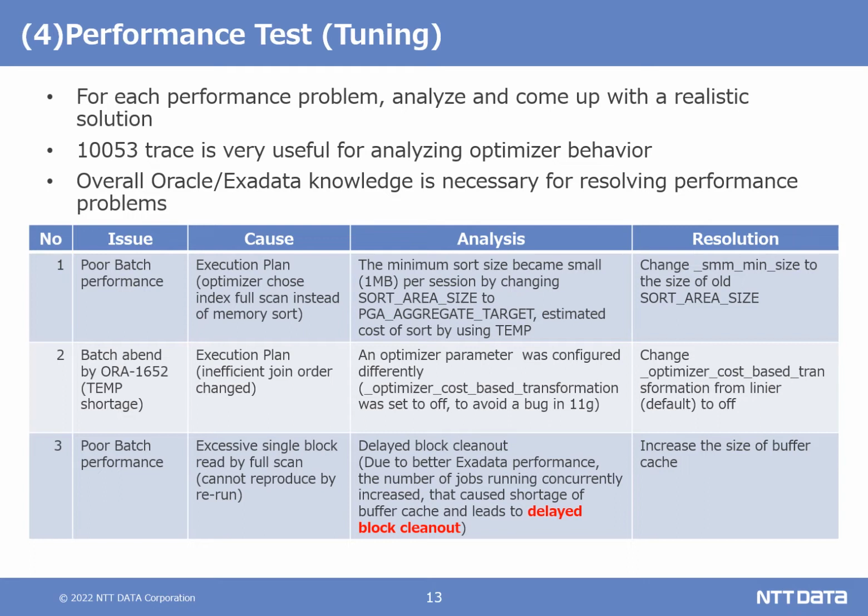Another thing is that overall Oracle and Exadata knowledge was necessary for resolving such performance issues. For example, concerning the third issue, where we experienced a very slow full scan of a nightly DWH batch application, it would be difficult to understand the root cause if you don't know how to read hash and AWR, as well as having deep knowledge about Oracle and Exadata architecture, such as delayed block cleanout and Exadata's weakness regarding smart scans.